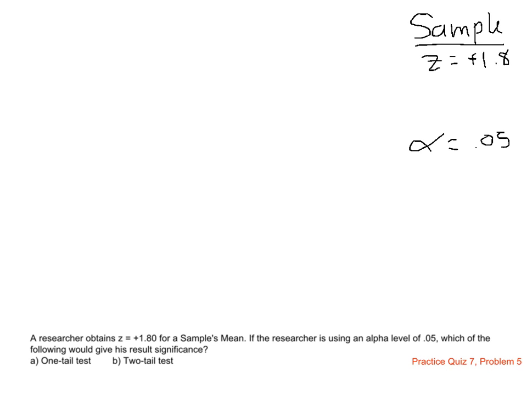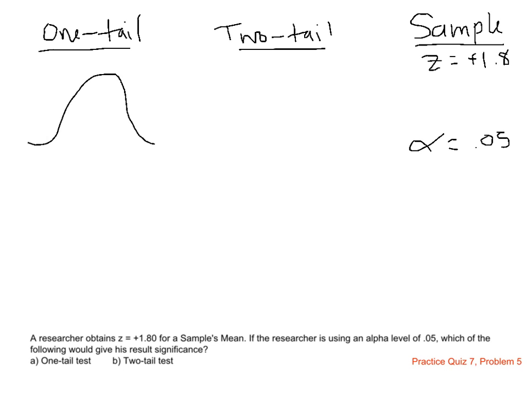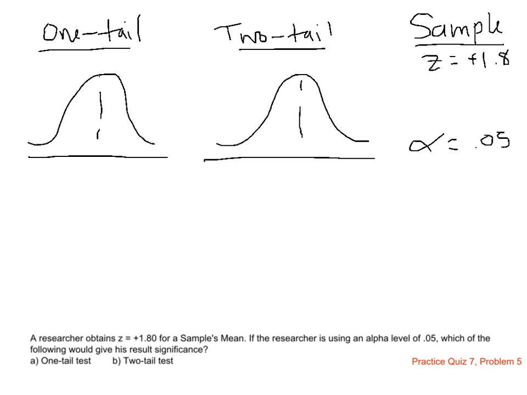So what this is asking is, if I'm using an alpha of 0.05 and my z-score is 1.8, would a one-tailed test or would a two-tailed test give them significance? And so the first thing I want to do is create two graphs. A one-tail graph and then a two-tail graph. And what I need to figure out is the critical regions. And let me start with the one-tail.